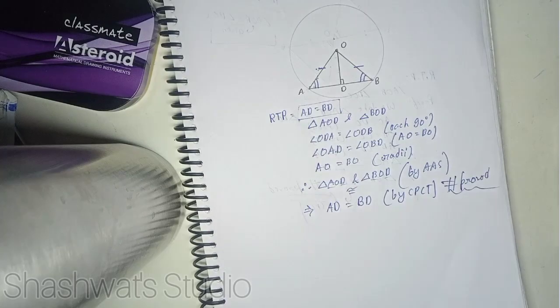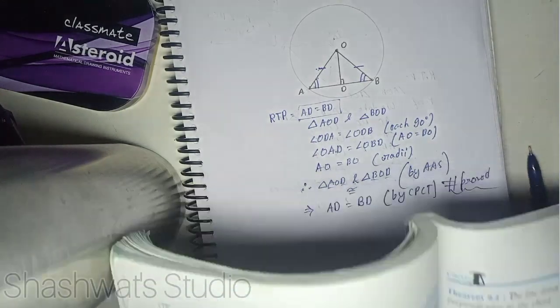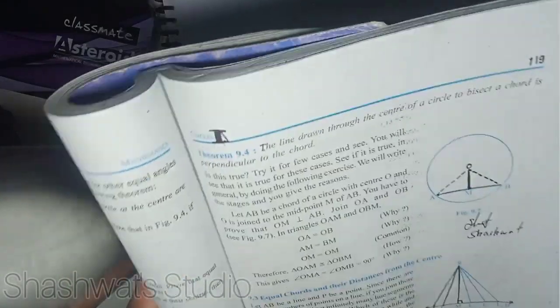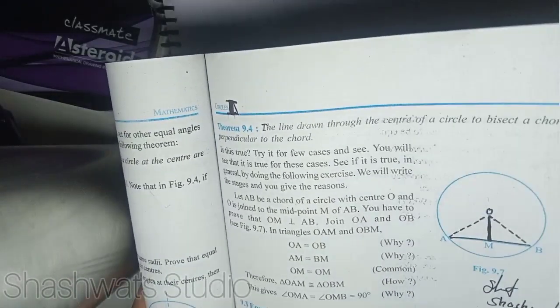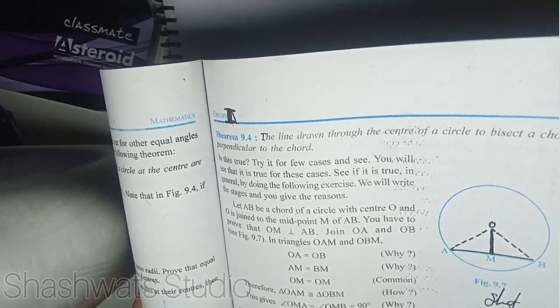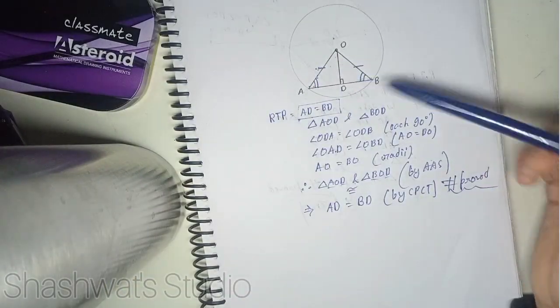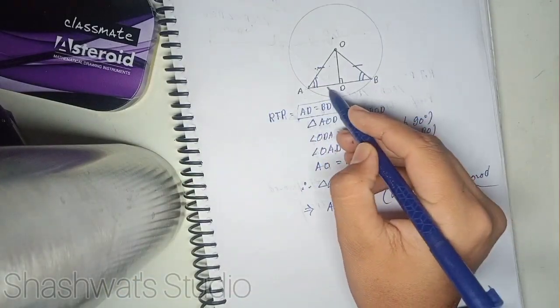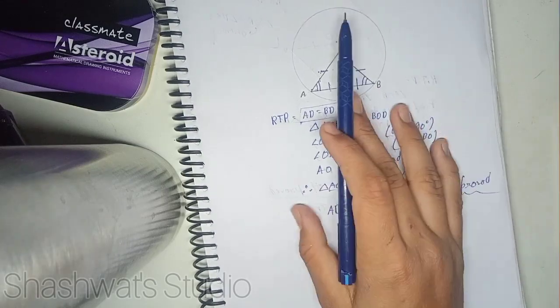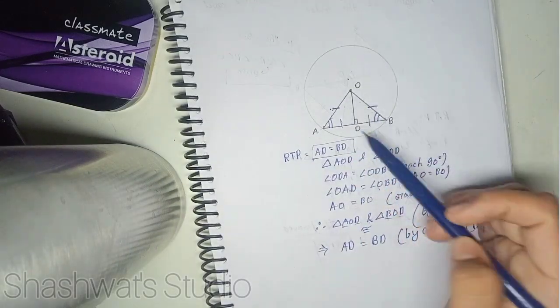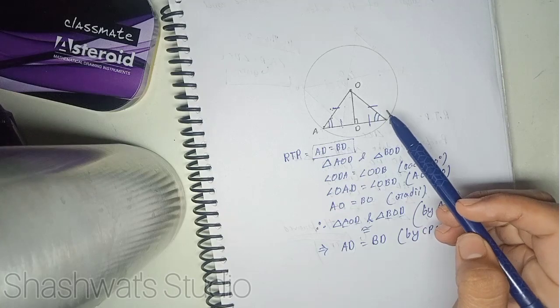So friends, the next theorem is again the converse of this theorem. It is theorem 9.4, which says that the line through the center of a circle to bisect a chord is perpendicular to the chord. It says that when we draw a line which bisects the chord, meaning AD is equal to BD, we are understanding it in the same diagram which I made for theorem 9.3. I won't be proving it, as it is a converse. It is very easy.